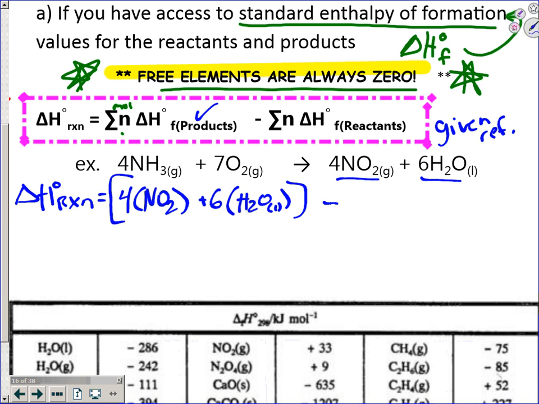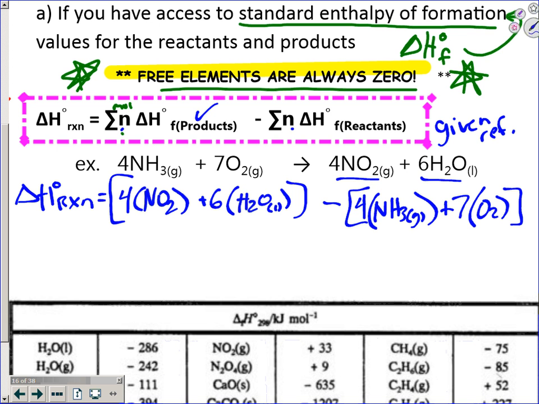And then we're going to subtract the sum of the delta H of the reactants. So I'm plugging in the coefficients since those are the mole ratios. So Christian, give me one of the reactants. 4 NH3, right? Ammonia. And that's gaseous. And we're going to add those 4 ammonias' delta H of formation values to 7 O2s, or 7 oxygens. Yes.